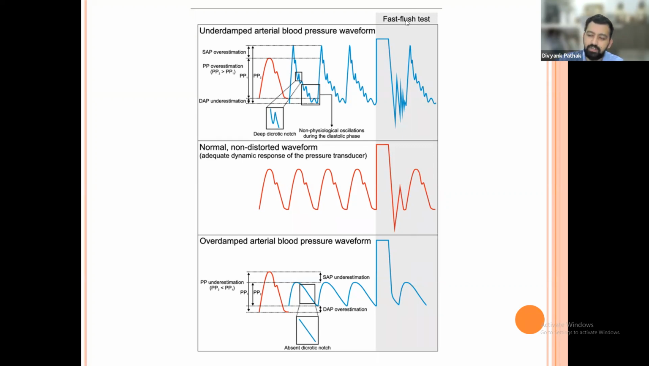So till now we have understood how to determine the dampening of the waveform, which is very important because it happens very frequently. By the waveforms you have to directly correlate the BP of the child, so you have to be very sure that the waveforms are not distorted, and you have to take care of dampening, over dampening or under dampening.